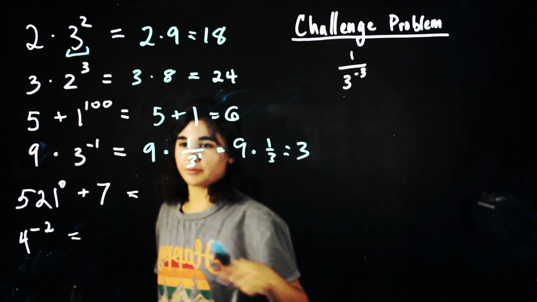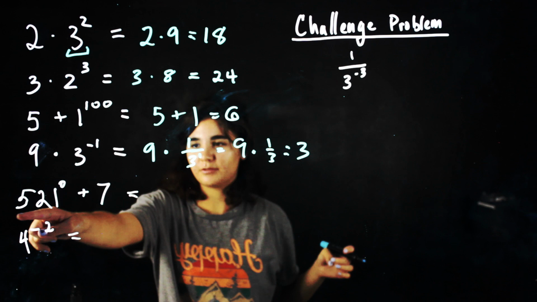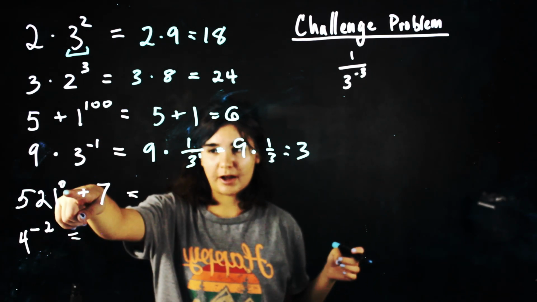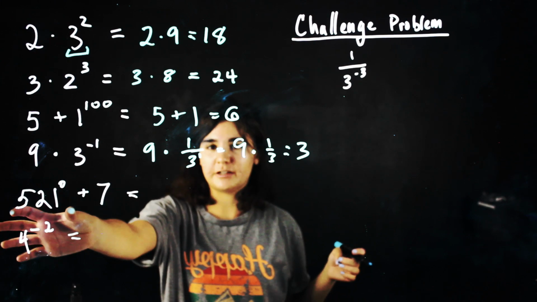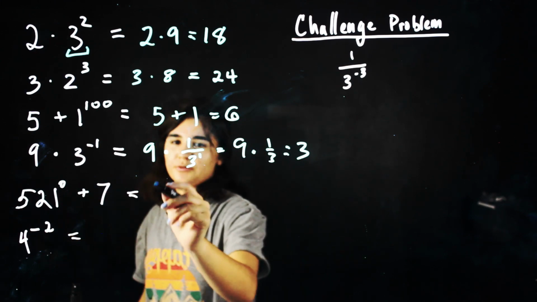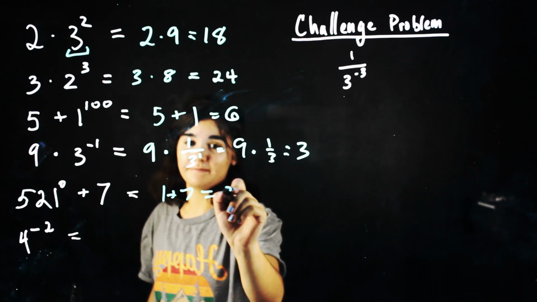This one's also pretty funny, because this could be literally any number in here, and as long as it's to the 0th power, this is going to be 1, as we already said. So this is literally just 1 plus 7, which is 8.